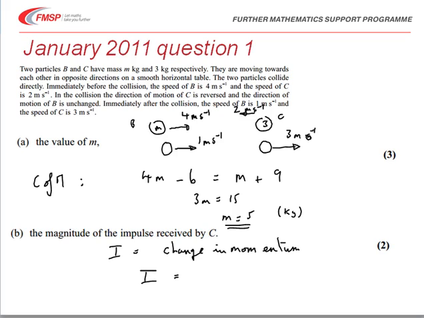So for the impulse, the final momentum of C is 3 multiplied by 3. The initial momentum was 3 multiplied by negative 2. So the change, that's the final momentum minus the initial momentum, and notice the negative in there because the initial momentum was in the other direction. So the magnitude of the impulse is equal to 9 plus 6, which is equal to 15, and that would be Newton seconds.